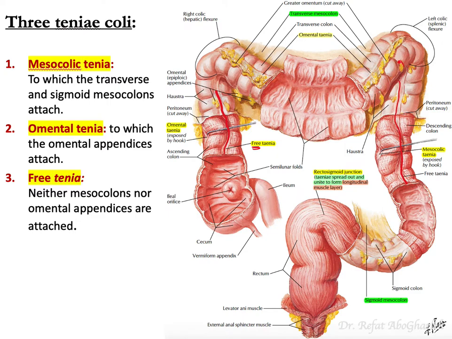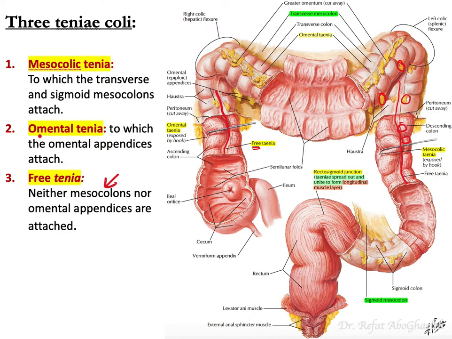So this is the omental appendices, right? These are omental appendices. So it's free. There is nothing attached to it like those omental appendices, and there is no mesentery attached to it. So we call it a free tenaculi. This is the first one. Okay, so we finished this one.